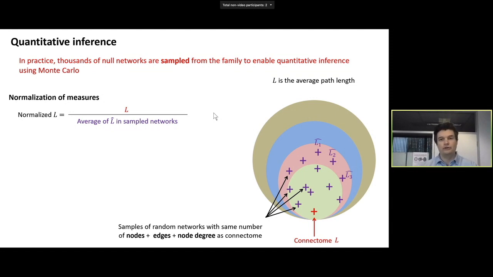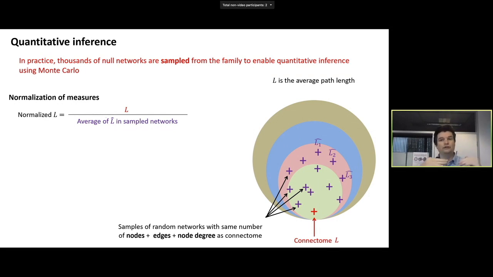So in here, I've shown the most common family of nulls, where we match the number of nodes, number of edges, and the node degree. And the purple crosses here represent random networks that match these 3 properties. So we can generate tens, 20, hundreds of random networks as such. We can compute path length in each of these networks, and then we can divide that by the actual path length in our real connectome.